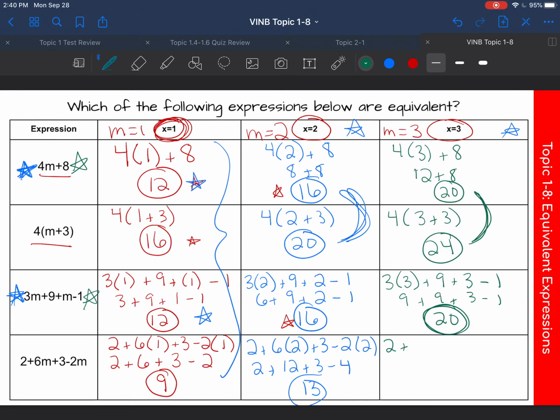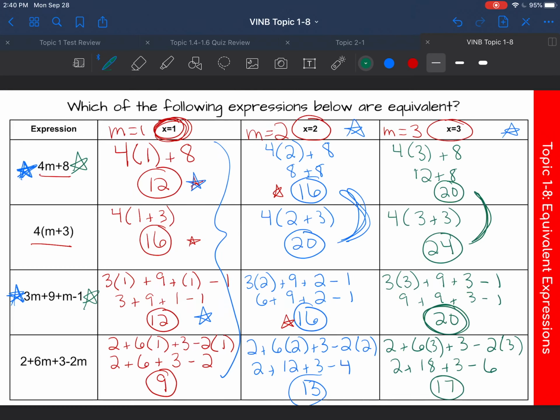All right. And then lastly, we have 2 plus 6m plus 3 minus 2m. But again, we want to put in our 3 for each of the m's. And we would get 2 plus 18 plus 3 minus 6. And we would get 20. 20 plus 3 is 23. 23 minus 6, we would get 17.